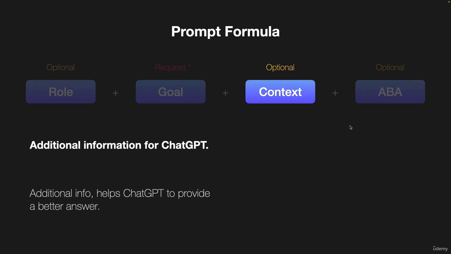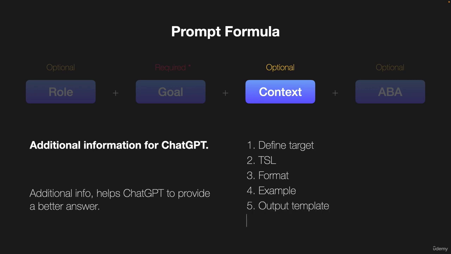But there are more types of context, and for that, I created a list for you, so you can use this list based on the situation you have and the needs you have for your prompt. So here is the list. The first item on the list is define target, TSL, format, example, output template, and finally we have task split.